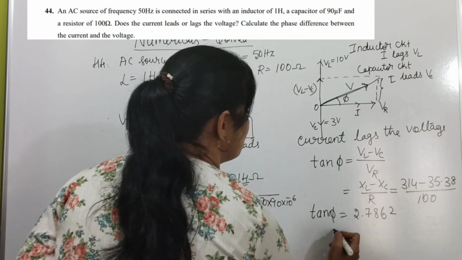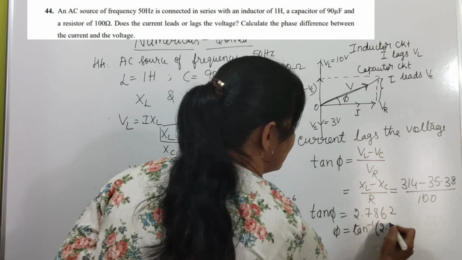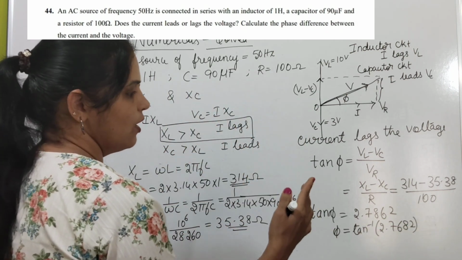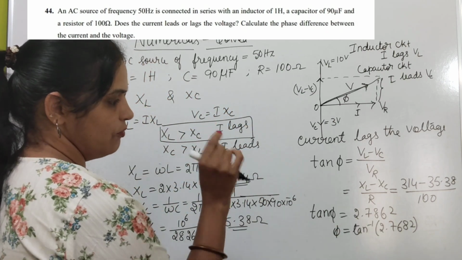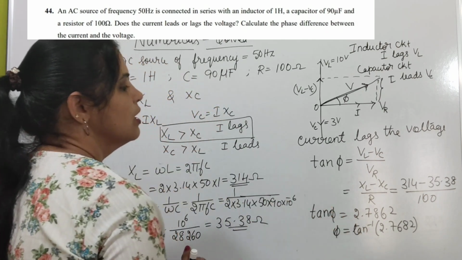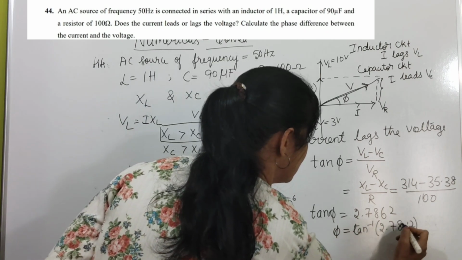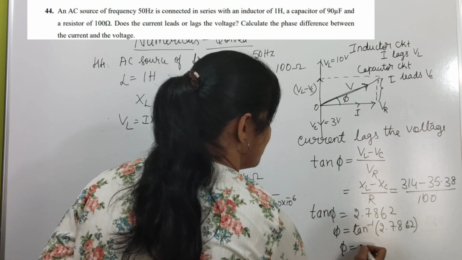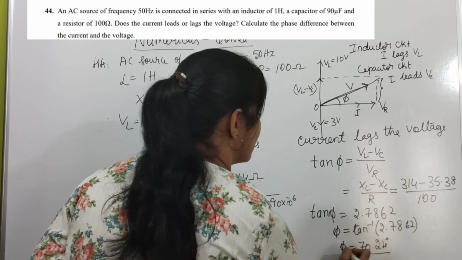2.7862, and use the tangent table. You have to check in the tangent table 2.7862. That means in the tangent table, in the second column, you check the number 7862, and in the first column, the integer should be 2. So check that number 7862, and you will come to know that it is 70 degree. So phi is equal to 70.24 degree.